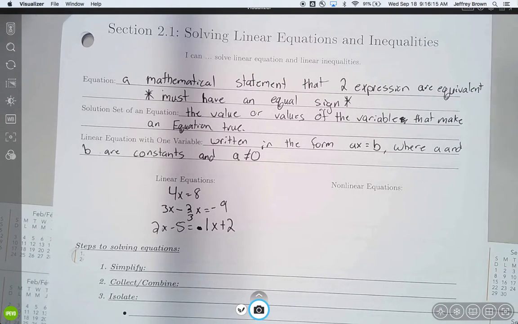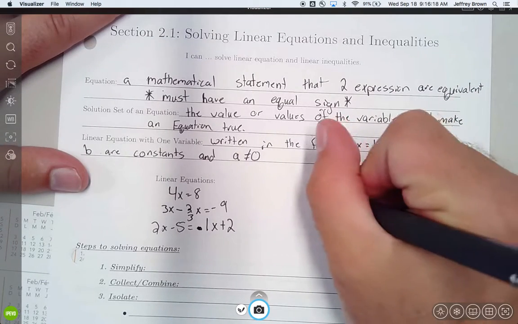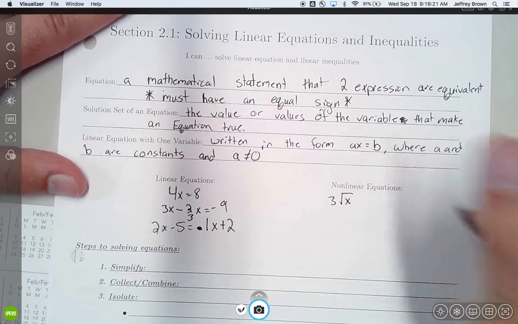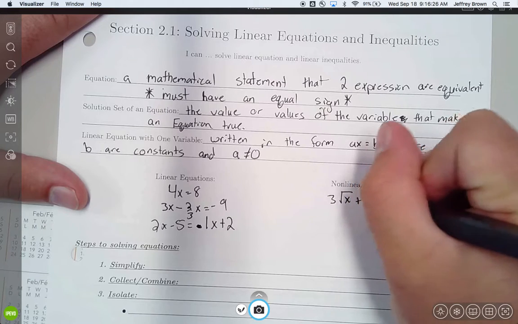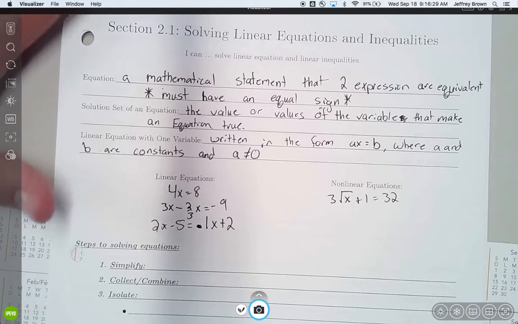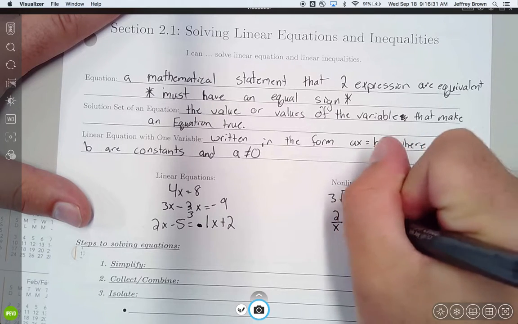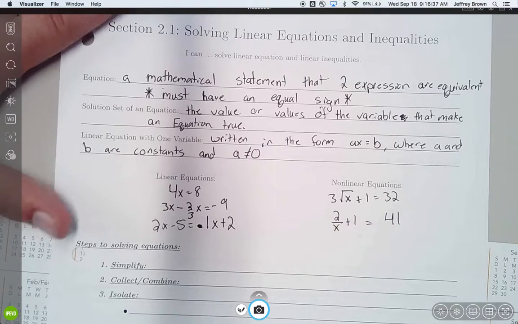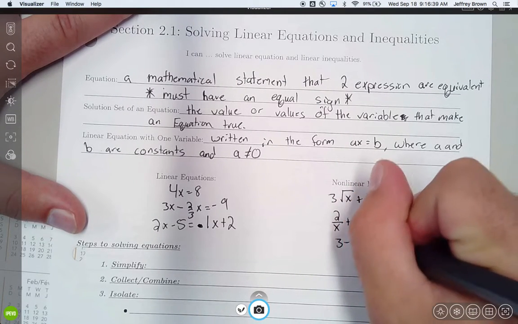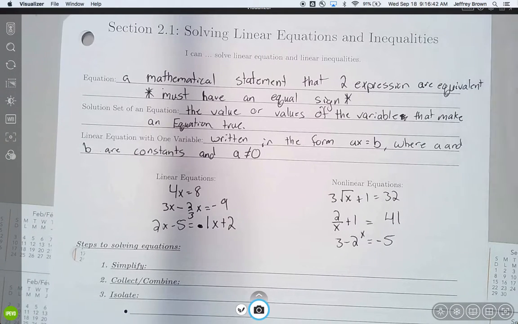As far as nonlinear things, anything with an exponent or a root is not going to be a linear function, linear equation. So 3 times the square root of x plus 1 is equal to 32 is not linear. Anything with an x in the denominator of a fraction is not linear. So 2 over x plus 1 is equal to 41. Or, sorry, anything with an x as an exponent is not going to be linear. Okay, so really all I can have is an x just multiplied by a number is equal to another number. That's all I'm really allowed to have.